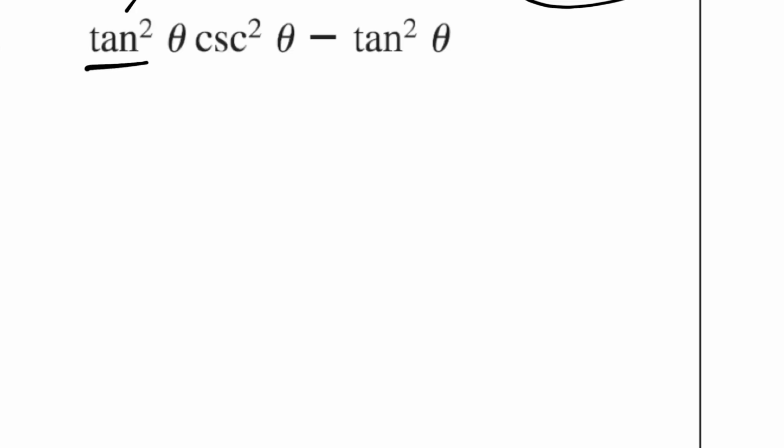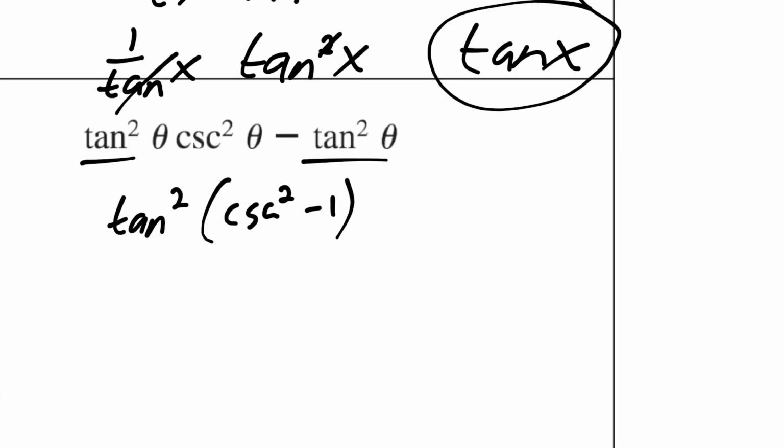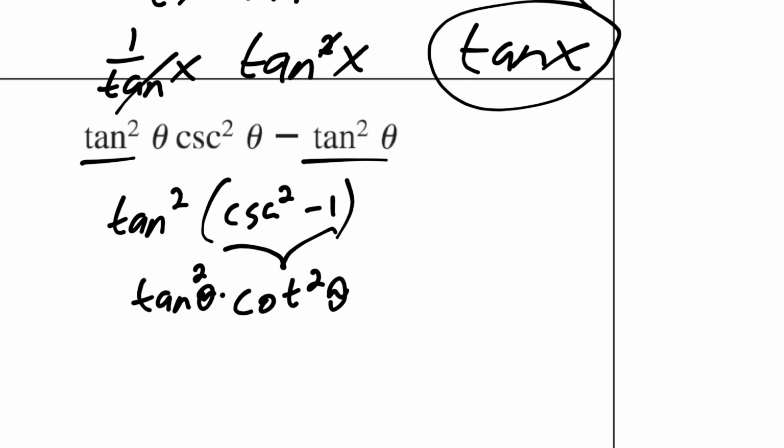So this one has a common factor that we can pull out. We can say that tangent squared times cosecant squared minus 1. From here, there's an identity. We can replace cosecant squared minus 1 with cotangent squared. So if we do that, we have tangent squared times cotangent squared, which is just going to give you 1.